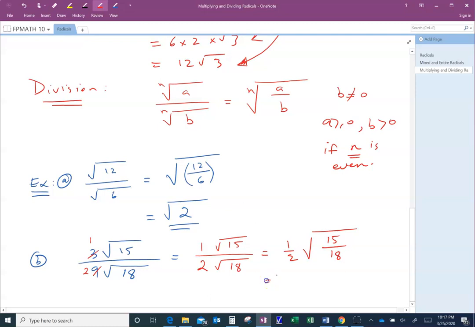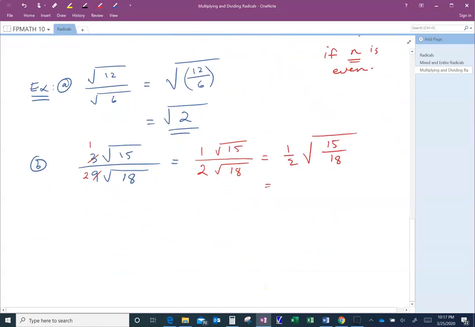Now, this step is important because you still have to simplify the inside. 3 goes into both of them. So 3 goes into 15 5 times, and 3 goes into 18 6 times. So your final answer will be 1/3 outside, square root of 5 over 6, and 5 over 6 is the radicand.